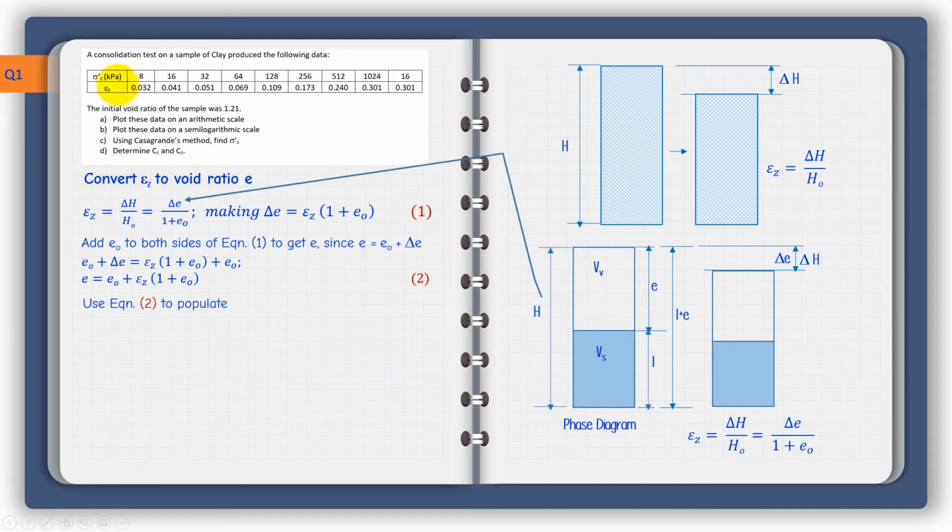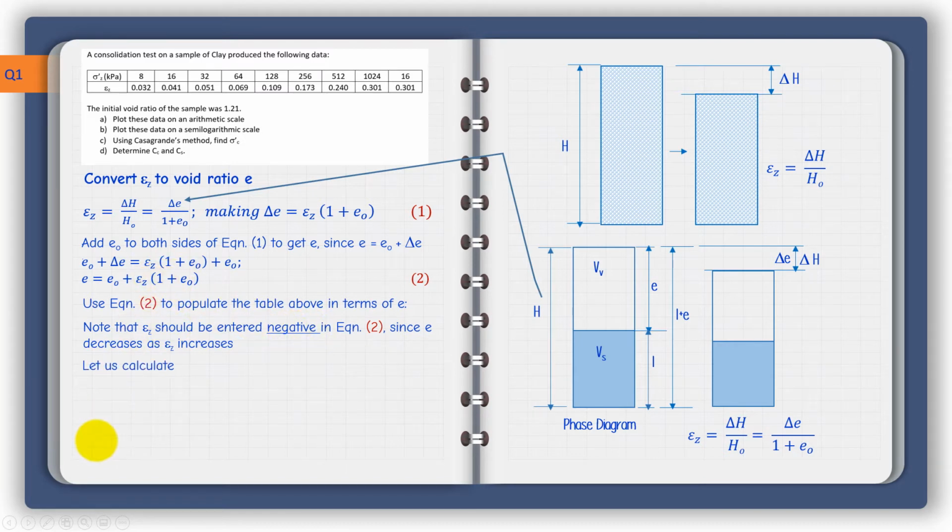Then we can use the vertical strain data given and substitute it in equation 2 to get e. But there is something important here we need to note. That is, as the vertical strain increases, the void ratio decreases. As such, epsilon Z should be negative when we substitute in equation 2. That's very critical.